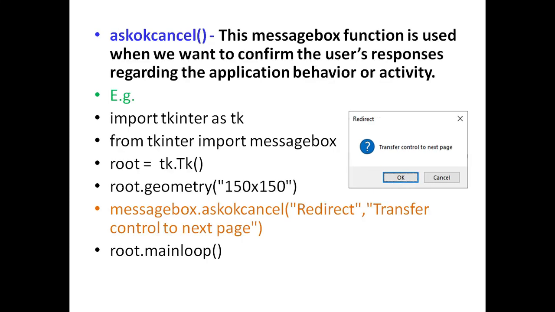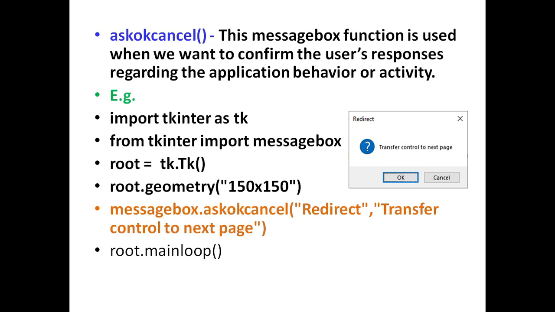Then askokcancel. This message box function is used when we want to confirm the user's response regarding the application behavior or activity. For example, here we have defined a message box function with askokcancel, then title as redirect and message as transfer control to next page. When we execute this, it will give the title as redirect, message as transfer control to next page, then question mark icon with two buttons OK and cancel.